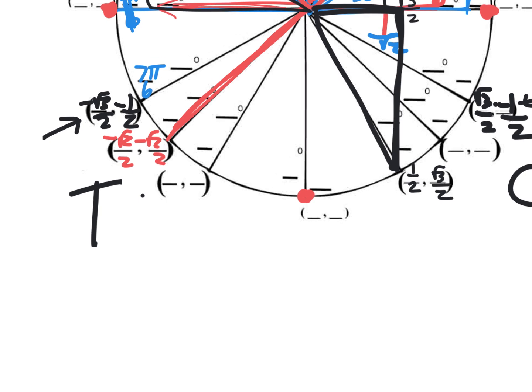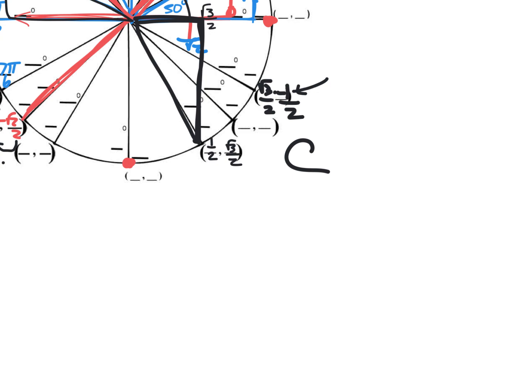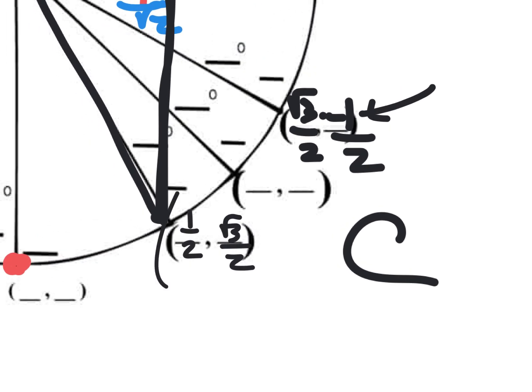Down here, what do you think T stands for? Tangent. The tangent is positive. Can you take a negative, divide it by a negative, and you're going to get a positive? See, tangent is positive down there. And every other thing, sine and cosine, are negative. But tangent is positive. And last but not least, cosine is positive here. Cosine is the x values.